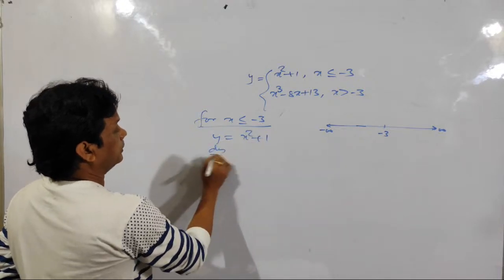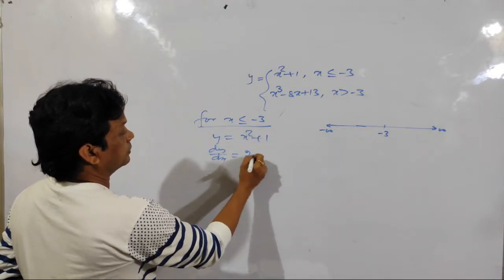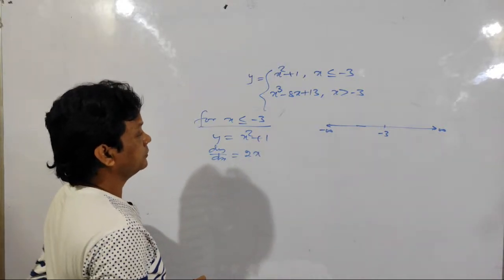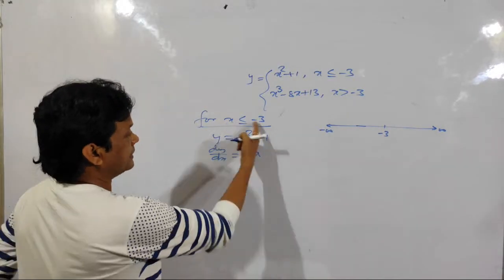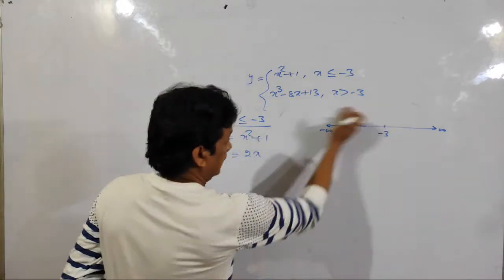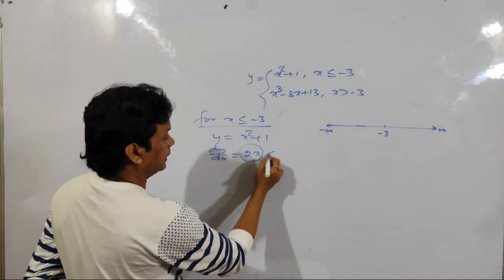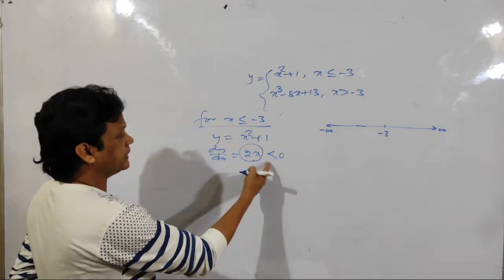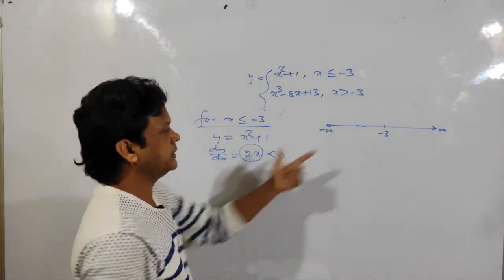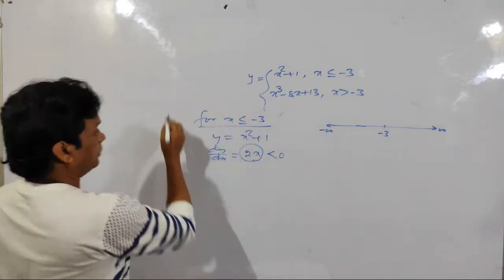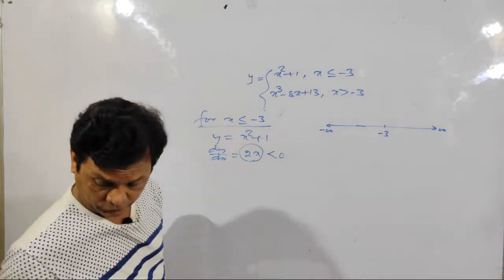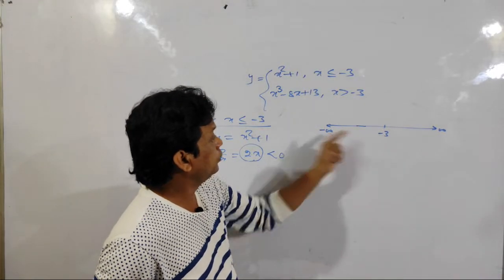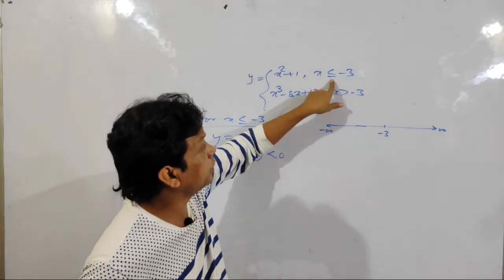And what is the derivative? dy by dx is equal to 2x. Clear? And in this interval, x is negative, so the derivative will be less than 0, negative. That means derivative is negative means decreasing. The function is decreasing in this interval. So you can say the function is decreasing from minus infinity to minus 3. Here minus 3 is included.